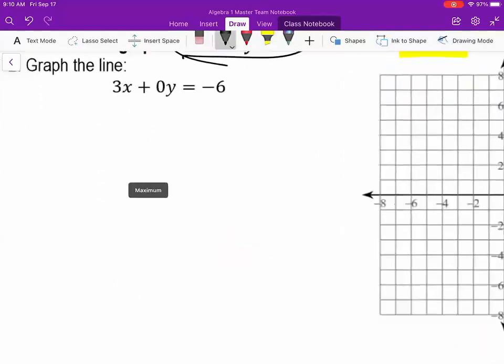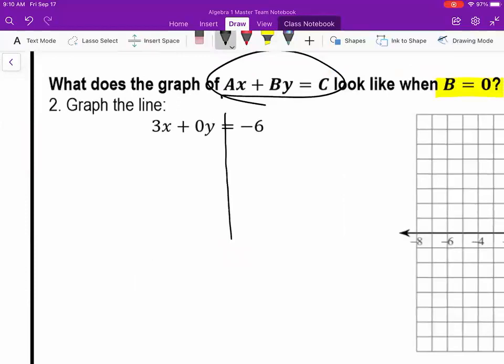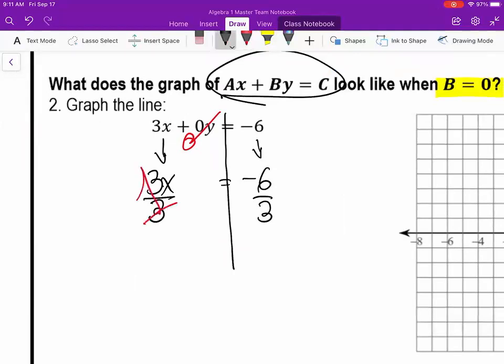The first thing we're going to do is go to the equation and simplify this. All right, well, we know that 0 times anything is just 0. So that's gone. And I'm left with 3x equals -6. All right, well, let's get x by itself. I'm going to divide by 3 to get rid of the 3. That goes to 1, and I'm left with x equals -6 divided by 3, which is -2.